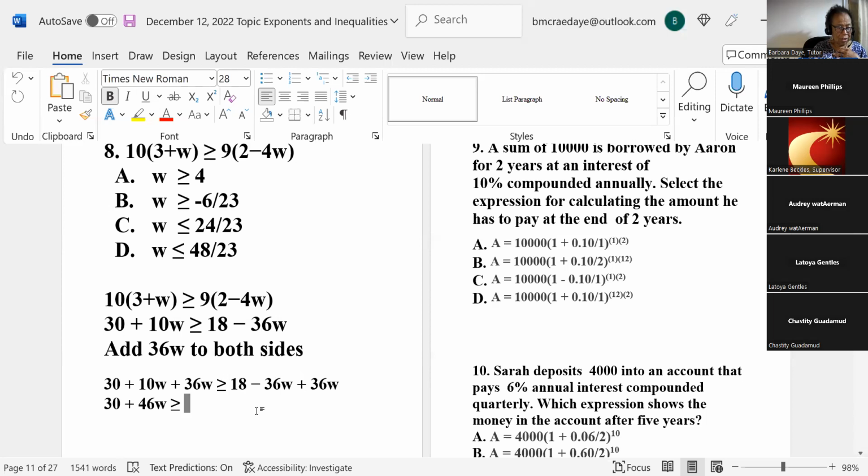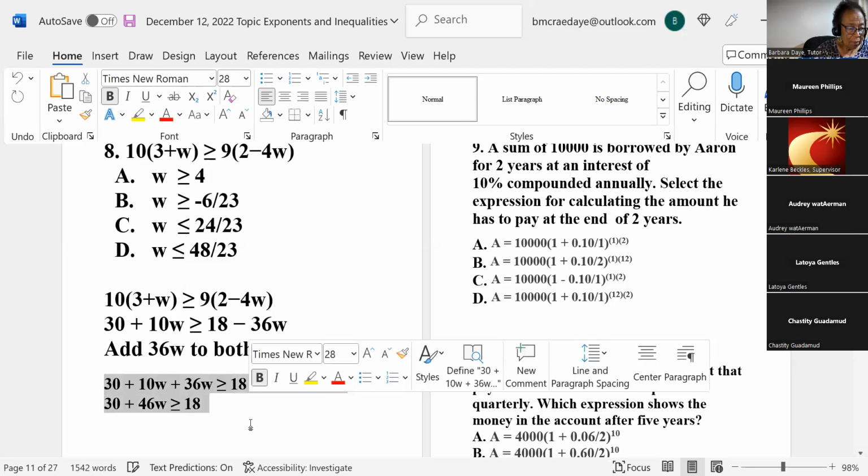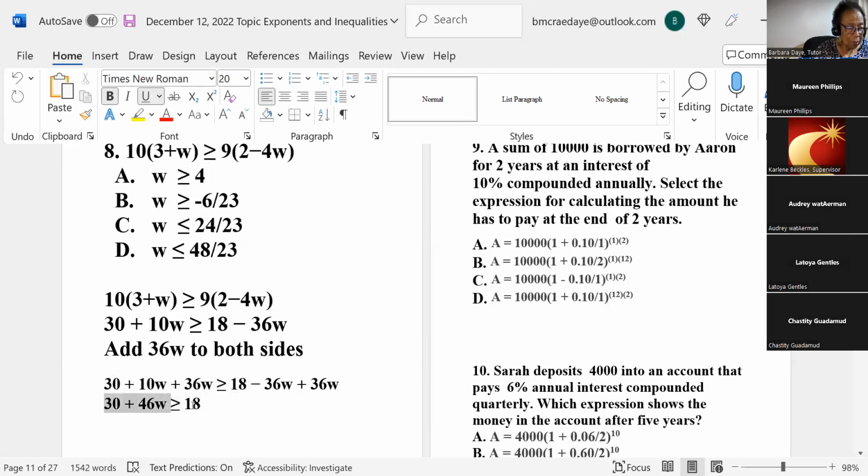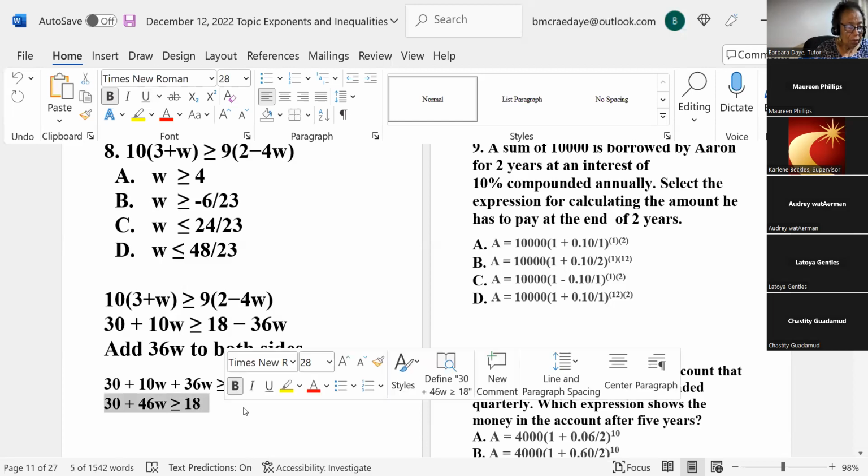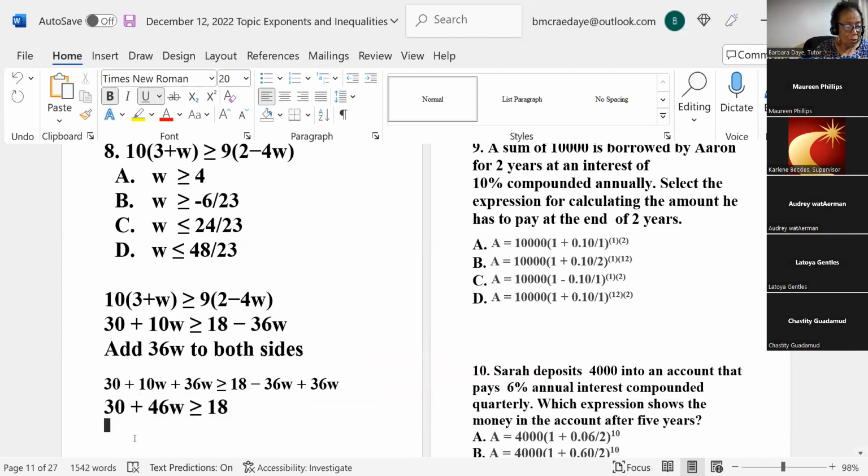18. Because minus 36W and a plus 36W is 0. So 18 and 0, 10W just plus 18W. So this will be 30 plus 46W greater than or equal to 18. Okay. Now, Audrey, what's your next step?